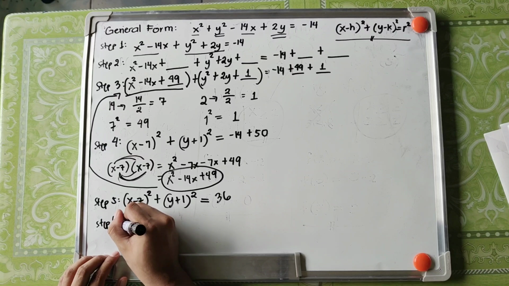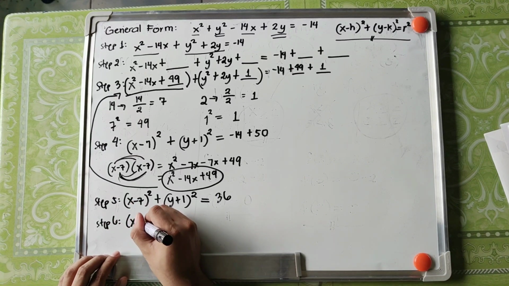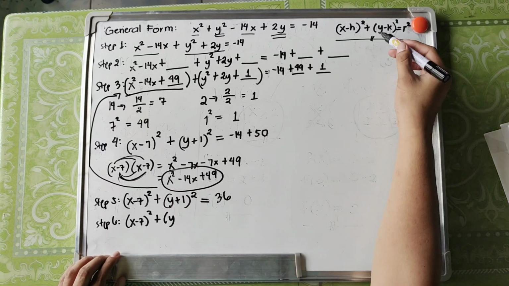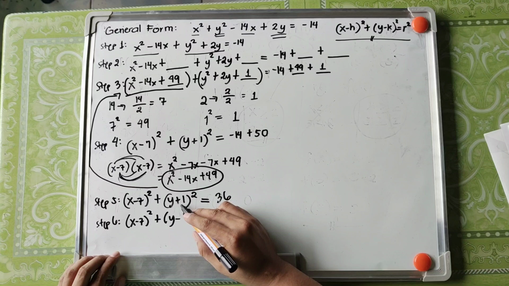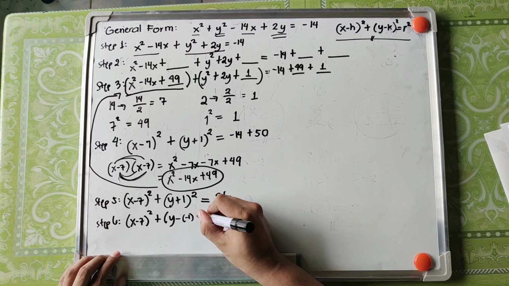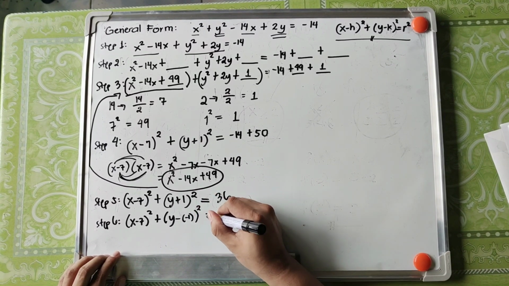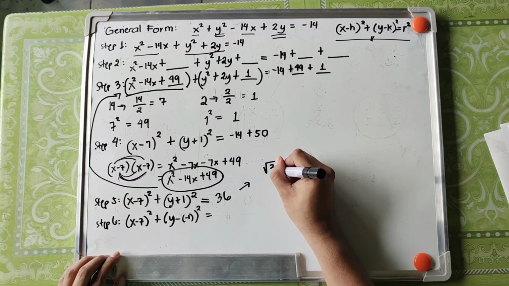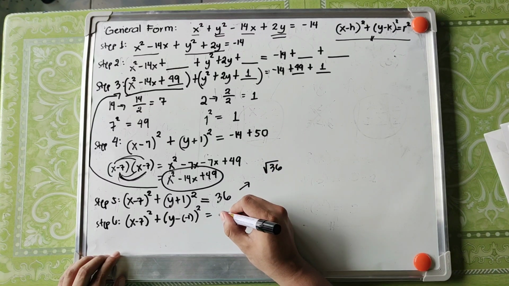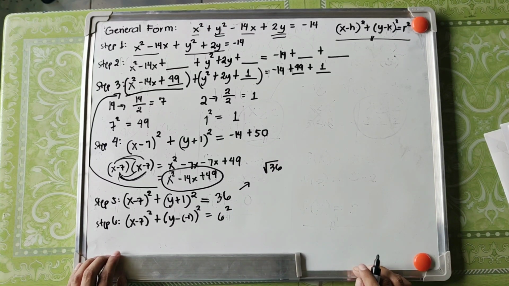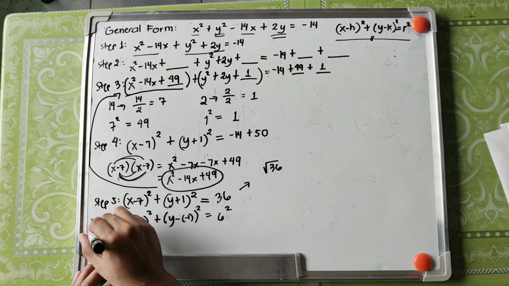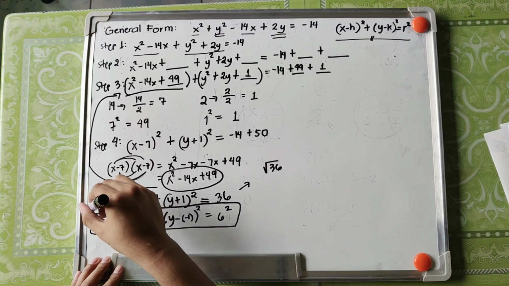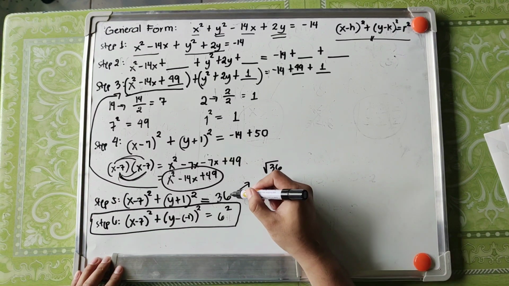Step 6, standard form. So (x minus 7) squared plus (y minus negative 1) squared is equal to r squared. So the square root of 36 is 6. So 6 squared. So we are now in the standard form. So this is now our standard equation.